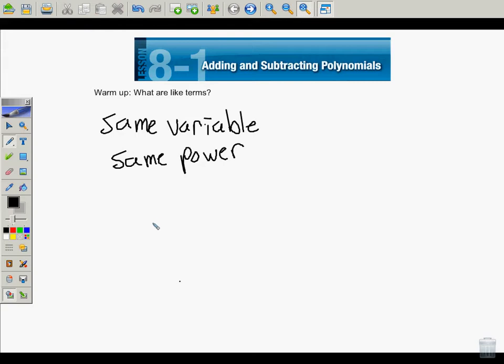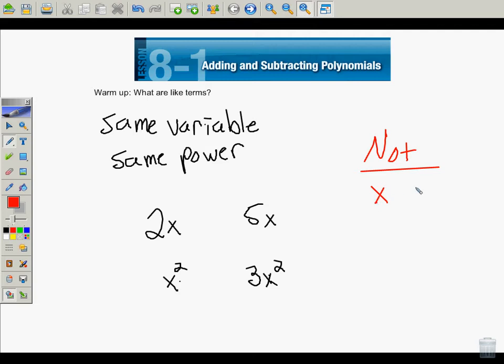So for example, 2x and 5x would be like terms because they have the same variable raised to the same power. x squared and 3x squared would be like terms, same variable, same power. Some examples that would not be like terms would be x and y, different variables, or x to the fourth and x squared, because it's the same variable but they are raised to different powers. So the big thing to remember is like terms, same variable, same power.